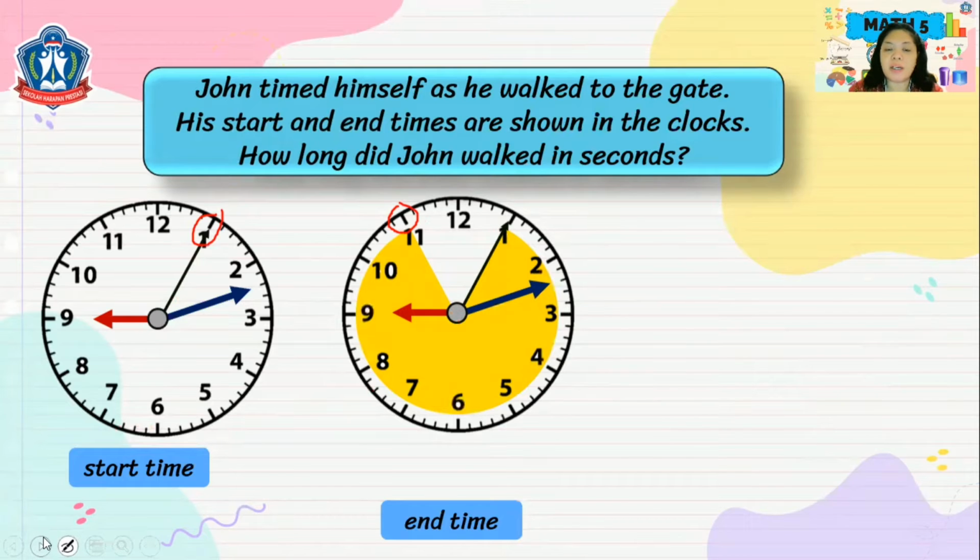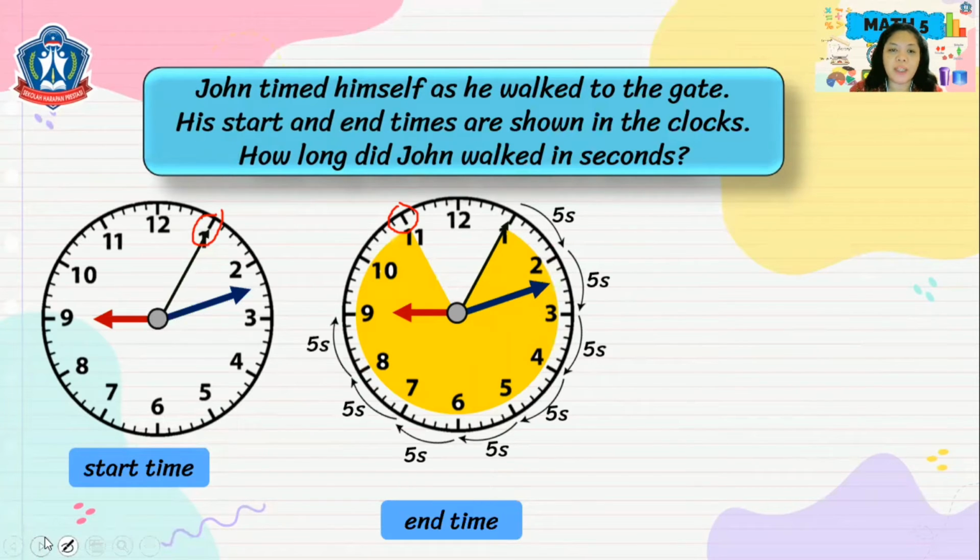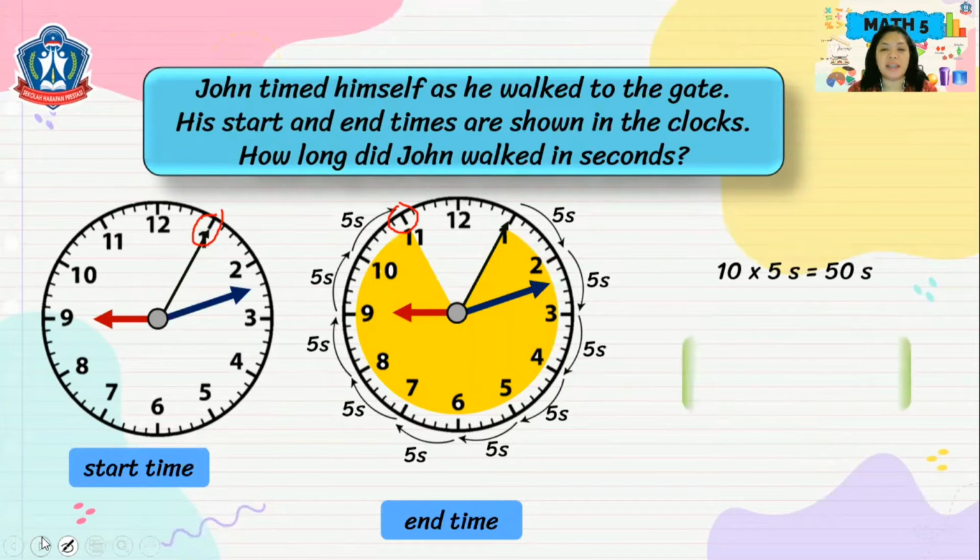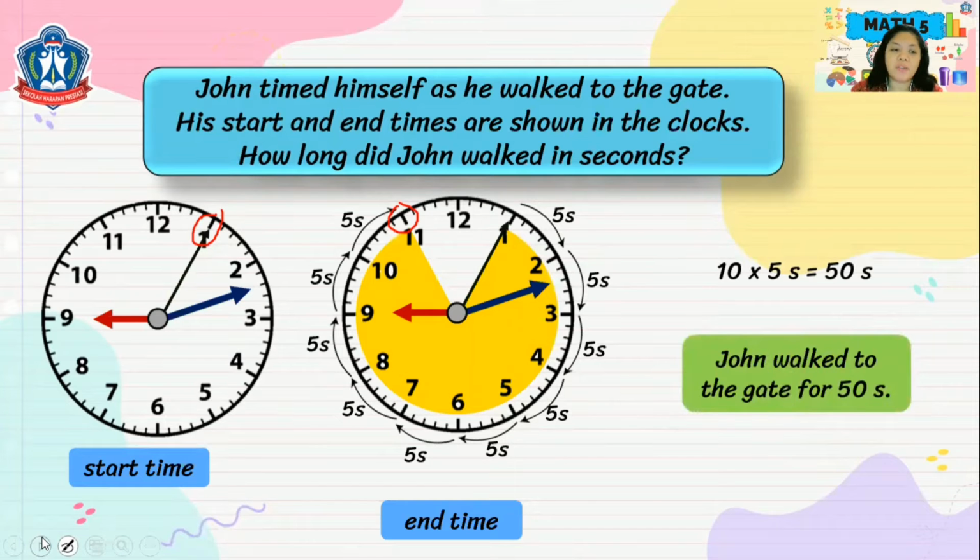Let's count how many seconds. Remember, the movement of the hand from one number to the other is 5 seconds. So that is 5 seconds from 1 to 2, then another 5, so we have 5, 10, 15, 20, 25, 30, 35, 40, 45, and 50. So there are 50 seconds that John walked to the gate. From 1 until 11, there are 10 times. So 10 times 5 seconds is equal to 50 seconds. So John walked to the gate for 50 seconds.